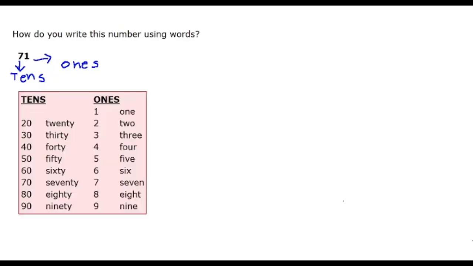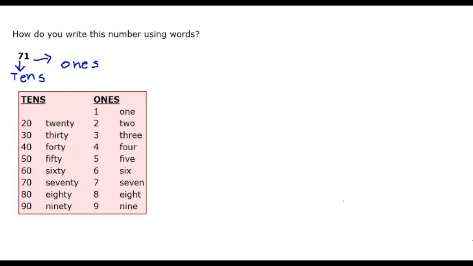So later on, you're going to be learning more in depth about place value, but for now, all you need to know is this is the tens column and this is the ones column. And the next thing you need to do is take a look at this chart, and this shows you what the tens column looks like written out for each number and what the ones column looks like for each number written out.